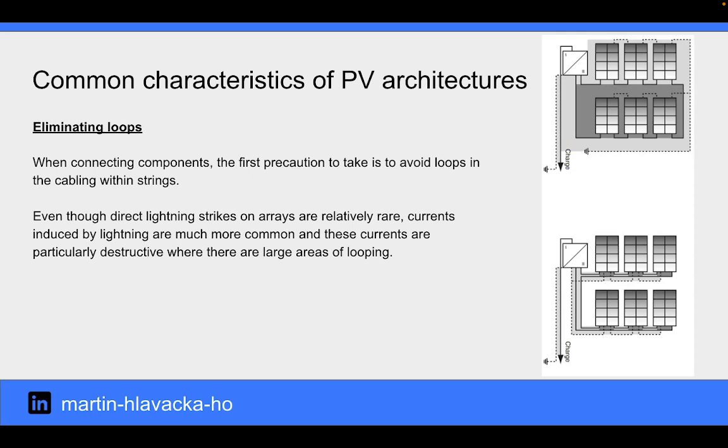When connecting components, the first precaution to take is to avoid loops in the cabling within strings. Even though direct lightning strikes on arrays are relatively rare, currents induced by lightning are much more common, and these currents are particularly destructive where there are large areas of looping. The image on the right shows how to improve an array including a large loop.